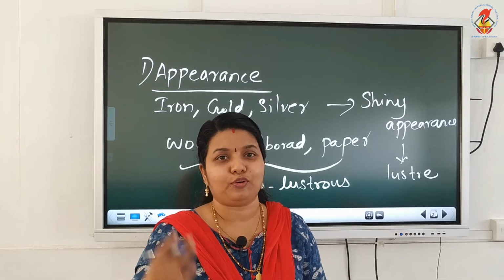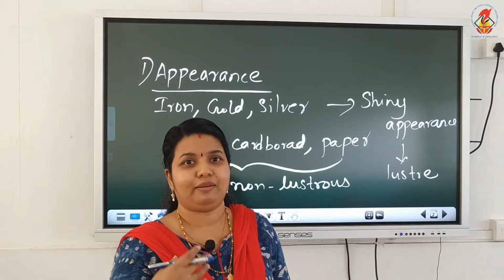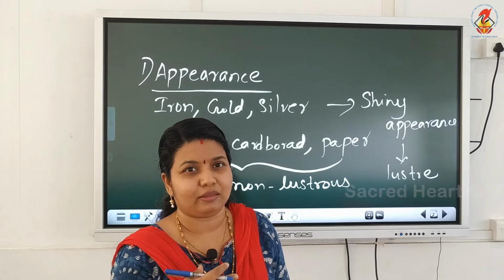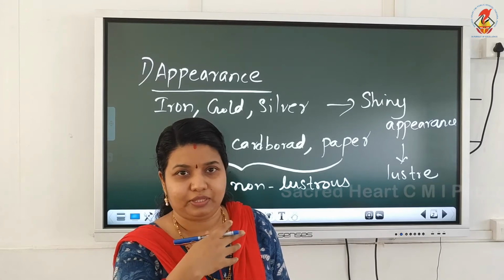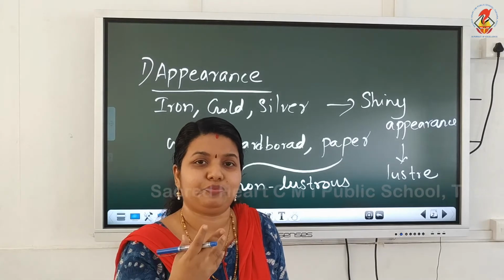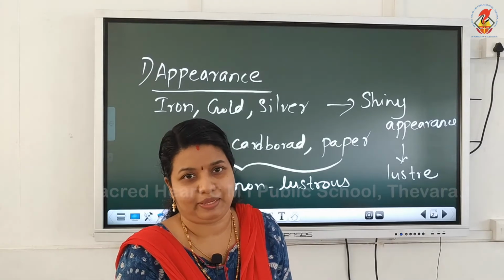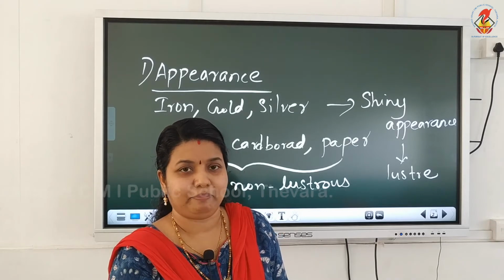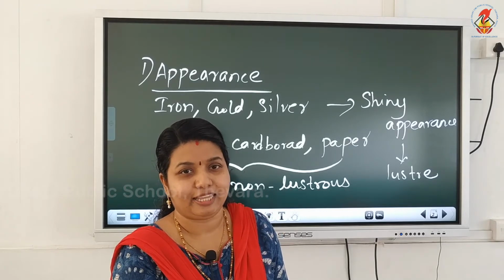So, if you want to make jewellery, chains, bangles, etc., we prefer lustrous materials. We cannot make ornaments out of paper. Ornaments become beautiful when they have a shiny appearance. So, we go for metals like gold, silver, etc., which have a bright luster, a bright shining appearance.